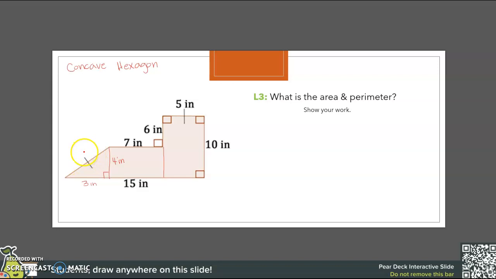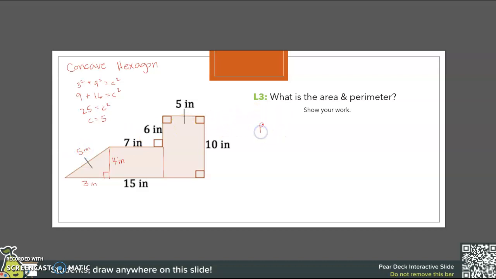To find the length of the hypotenuse using the Pythagorean theorem, 3 squared plus 4 squared equals c squared. 9 plus 16 equals c squared. 25 equals c squared. C equals 5. The length of the hypotenuse is 5 inches.